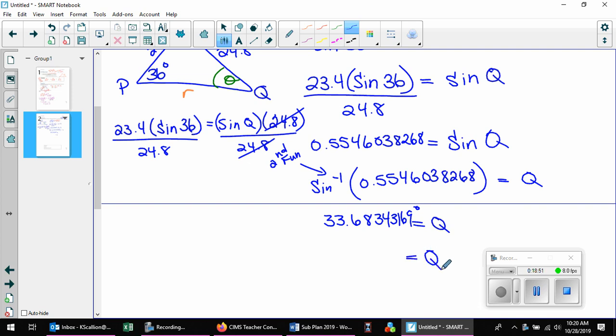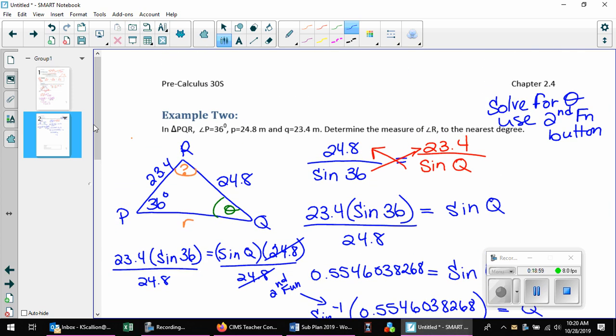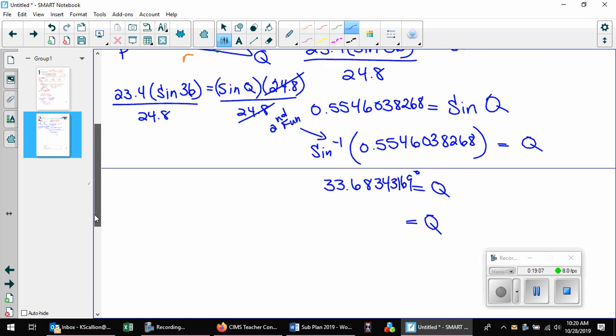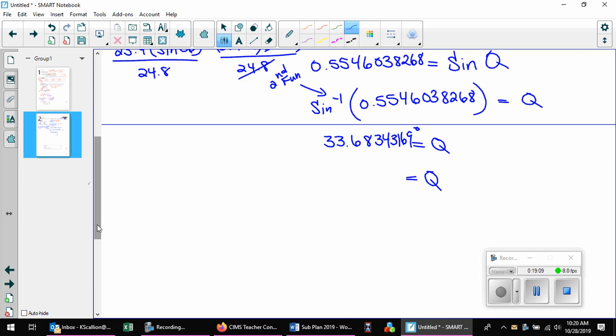So, should we round to the nearest whole degree? I think I said to do that, because it was a side, and this one says measure angle R to the nearest degree. Okay, so have I found angle R yet? No, that's angle Q. It'll work out the same way. I'm going to use 2 decimal places here.